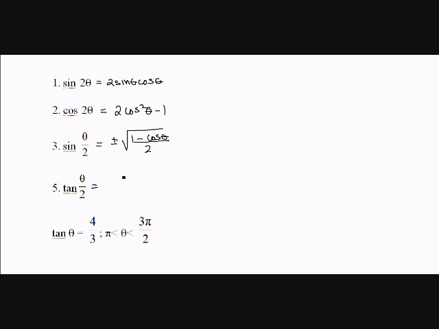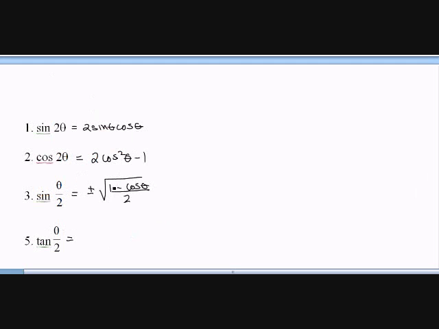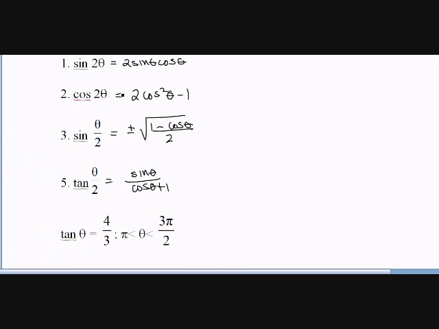Half angle tan is sine theta all over cosine theta plus 1. What happened? All right, apparently my paper moved a little bit here.